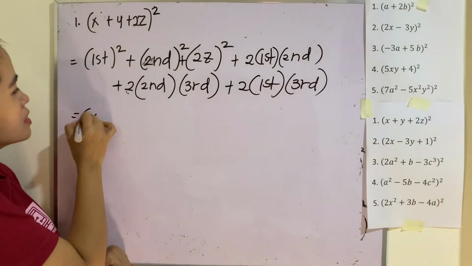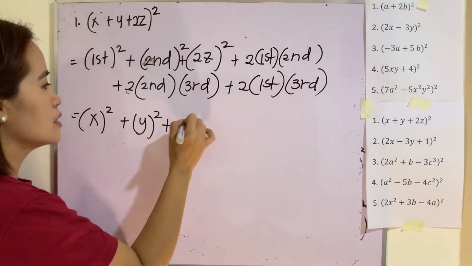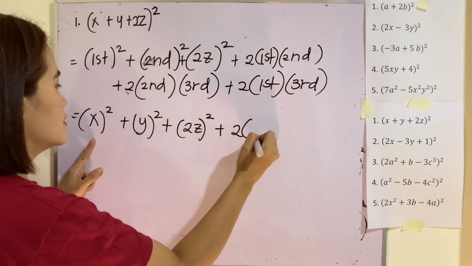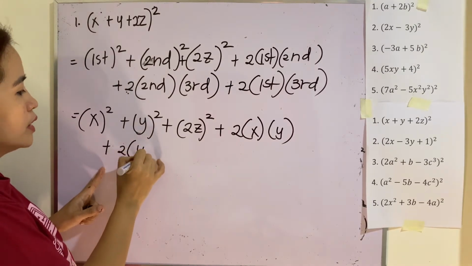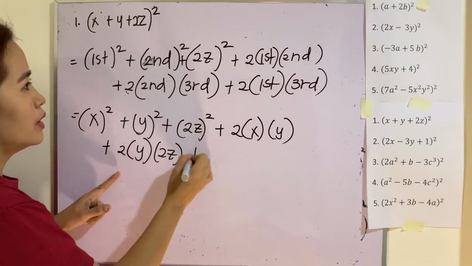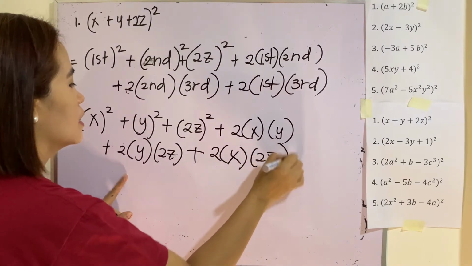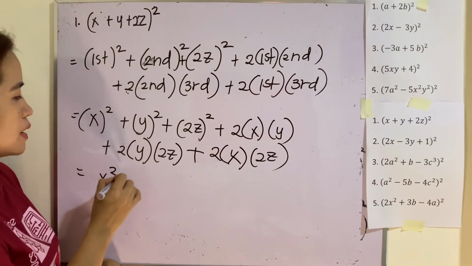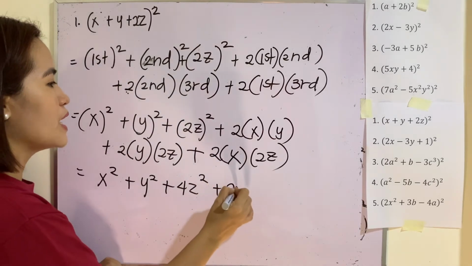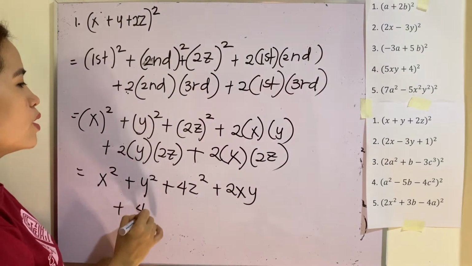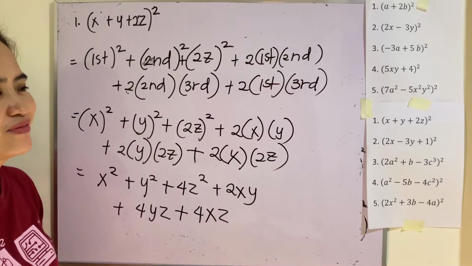So how do we do that? This is x plus y plus 2z, it's the third. Plus 2 x times y plus 2 y times 2z plus 2 x times 2z. Okay, so our product then is x squared plus y squared plus 4z squared plus 2xy plus 4yz plus 4xz. That's it.